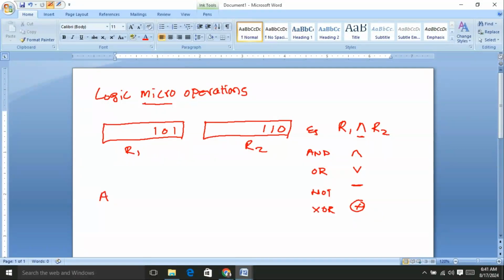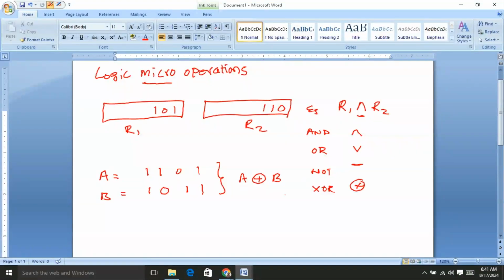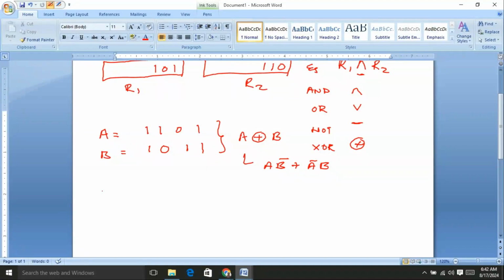For example, let us consider A value is 1101 and B value is 1011. Now I would like to perform an exclusive OR operation, A exclusive OR B. We know that A exclusive OR B means A B bar plus A bar B. Now I am going to perform this bitwise. Suppose A equal to 1101 and B equal to 1011.